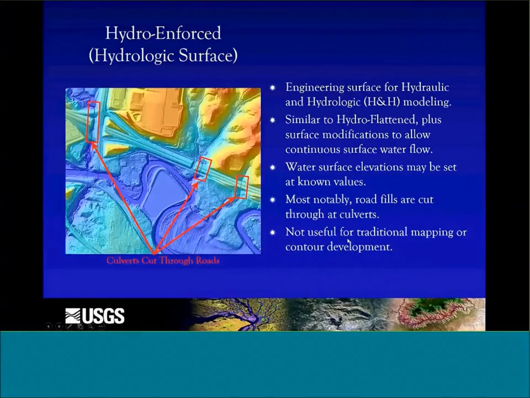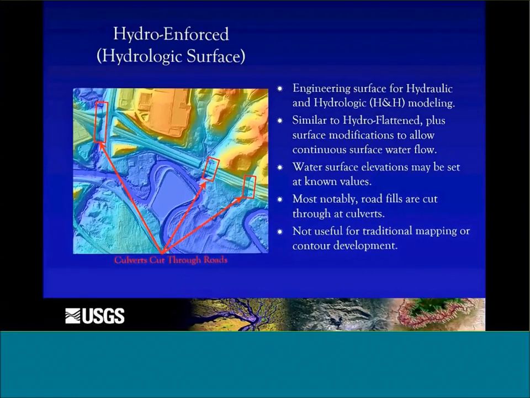If we start looking at the hydro-enforced surfaces, what has been done is break lines have been added to follow the culverts and the single-line drainages, and we get a cut through the road, actually several of them, one here, and another one up here underneath this ramp and this ramp, so that the surface can then actually allow water flow to continue on its natural course to whatever its downstream outfall is.